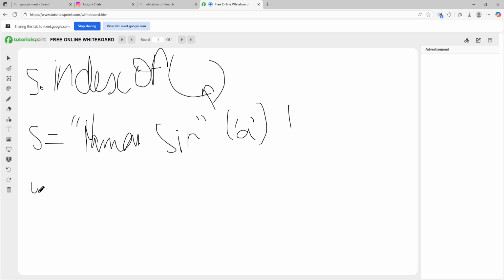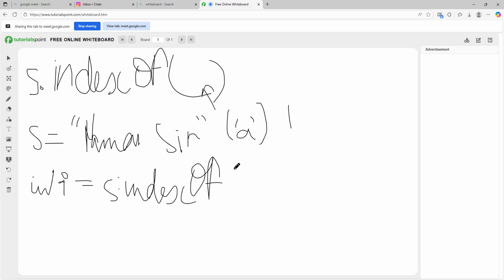So if int i is equal to s dot indexOf A, it will start and give me the position, which is index position 1. But it won't be able to check the other A. It will only give me the first value.